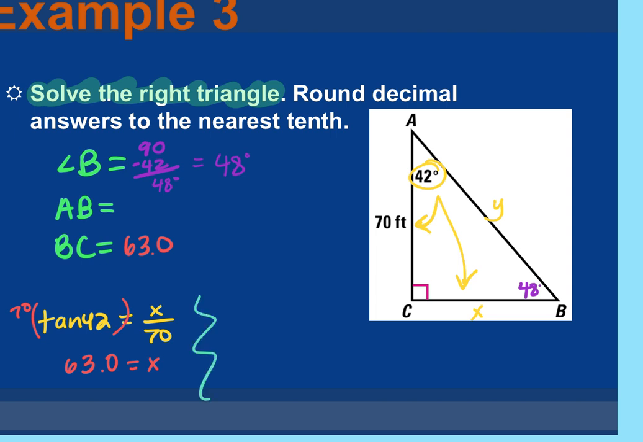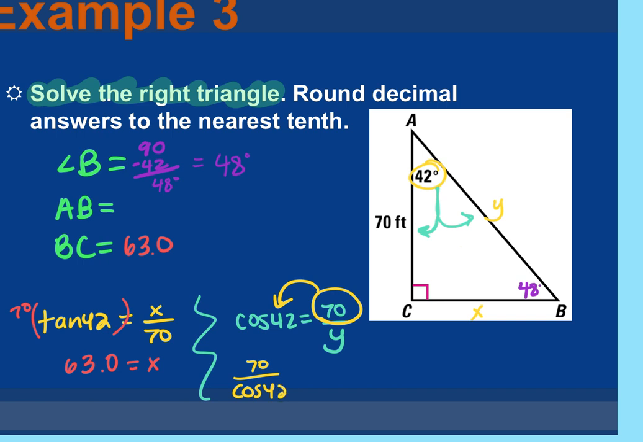And then I want to find where I labeled y, which is AB. With respect to the 42, what's the y? It's the hypotenuse. And I'm going to use the one they originally gave me, the 70, because it's a whole number. I didn't round it, and I know it's right. And that's adjacent. So the cosine of 42 equals adjacent over hypotenuse. And this time we divide the 70 by the cosine of 42. That is 94.19, which is 94.2.